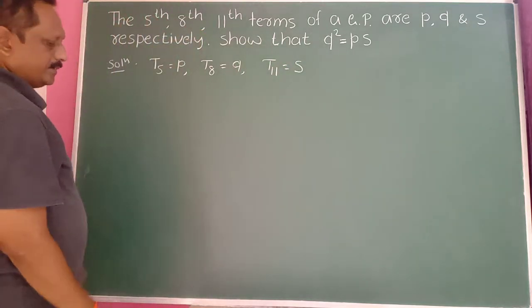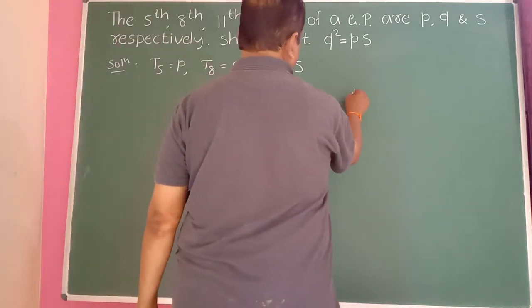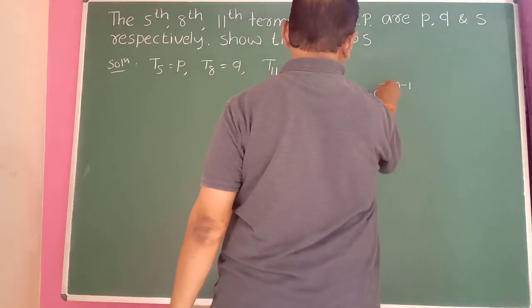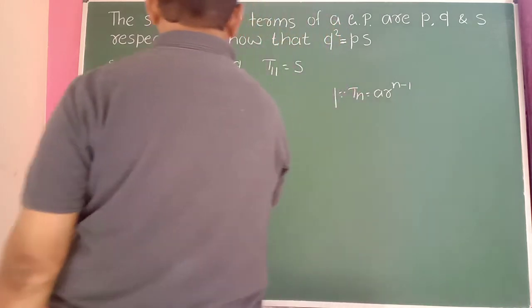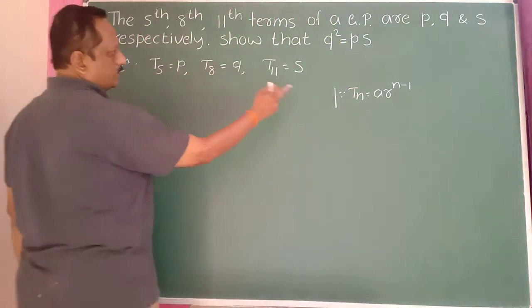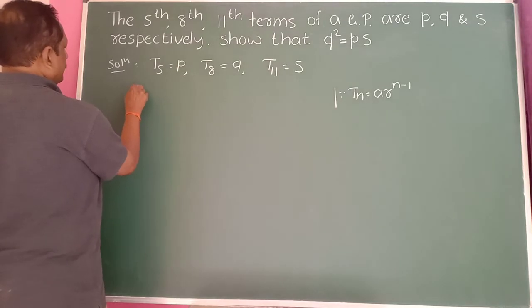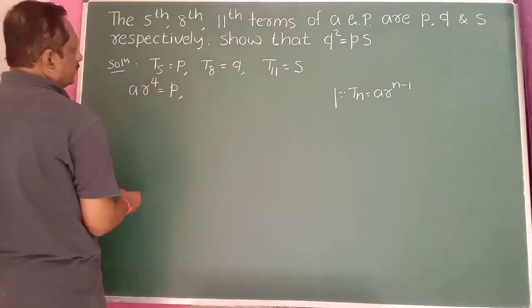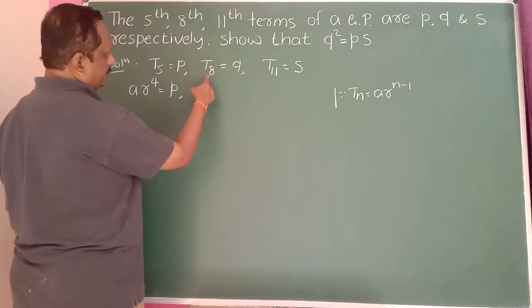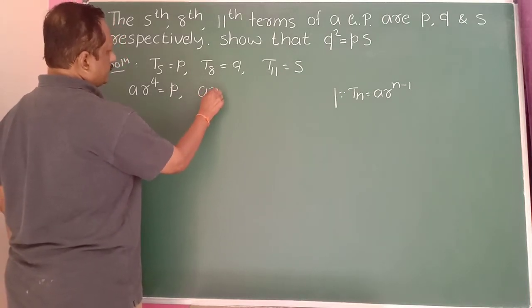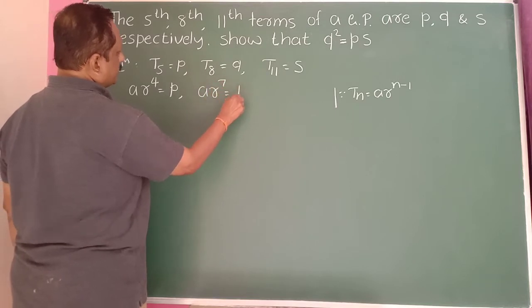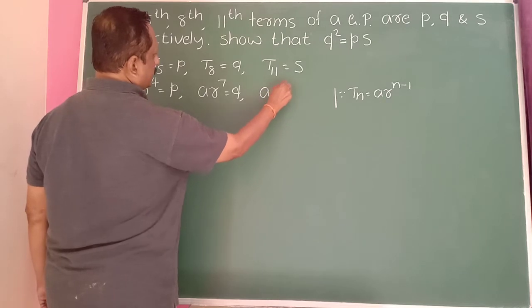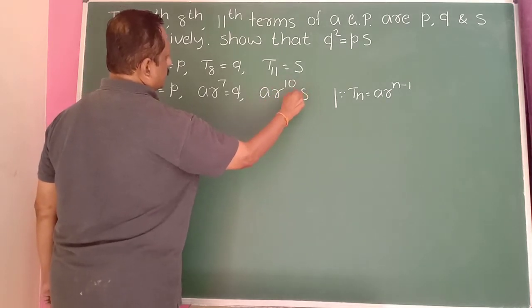Okay. And again you know the formula: Tn is a r raised to n minus 1. So for T5, put n equal to 5, so a r raised to 4 is equal to P. Then T8, a r raised to 7 is equal to Q. And T11, a r raised to 10 is equal to S.